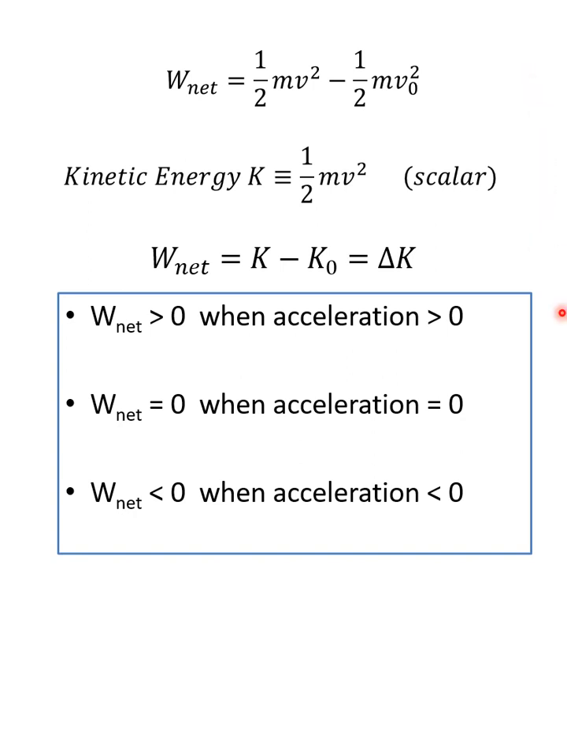What this means is that when the net work done on an object is positive, or greater than 0, it will accelerate because final kinetic energy is greater than original kinetic energy. So acceleration is positive. When the net work done on an object is 0, then there will be no acceleration. It'll be going at a constant speed. And when the net work done on an object is less than 0, that means that the final kinetic energy is less than the original kinetic energy, so it'll slow down. Acceleration will be negative.